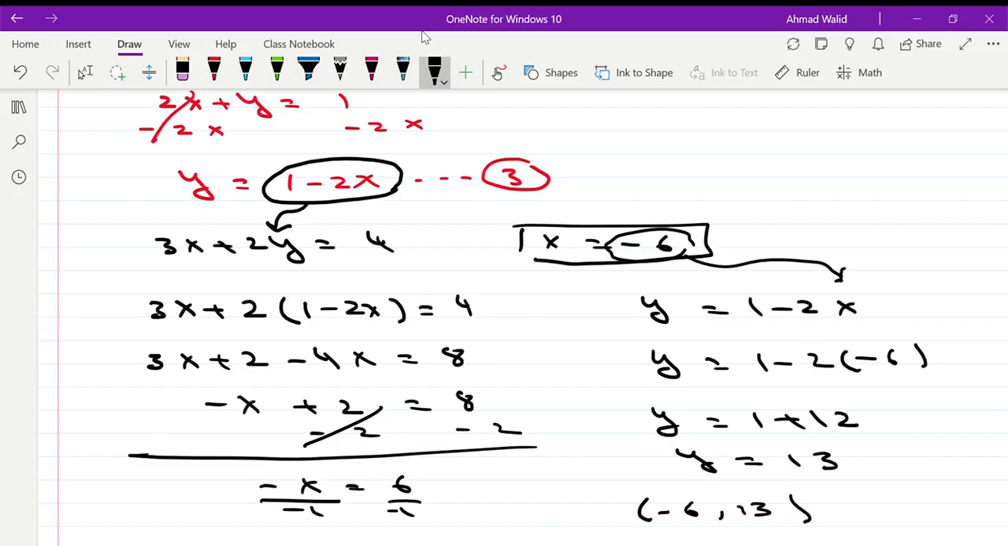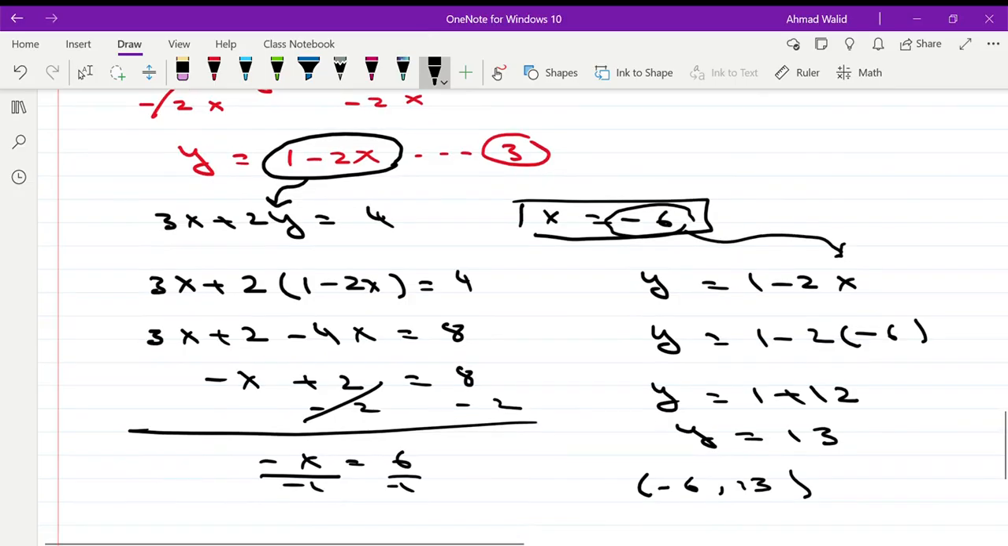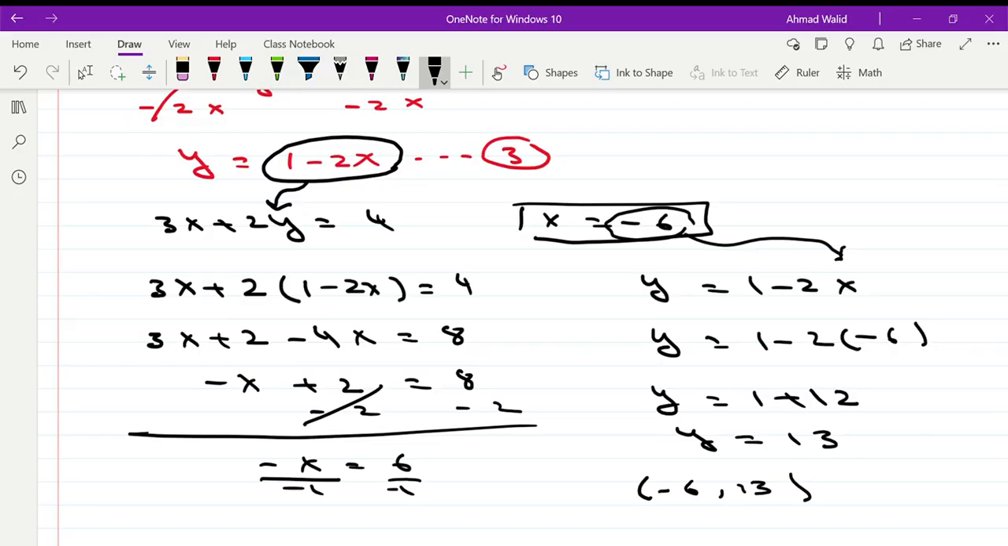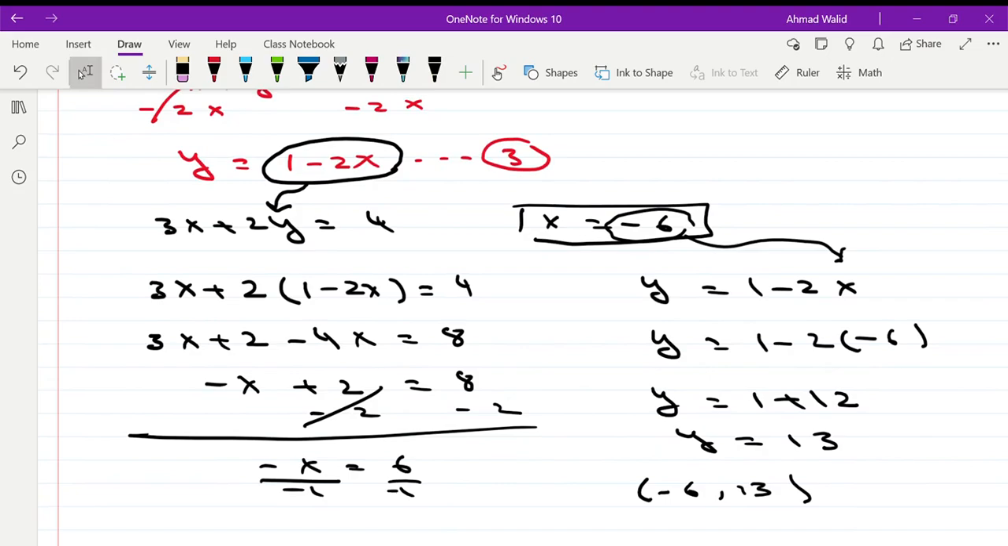Did I copy it correctly? 1 minus 2x, and that's negative, positive. Yeah. 2 minus 4x, 3x.